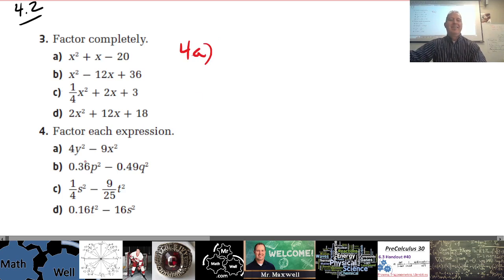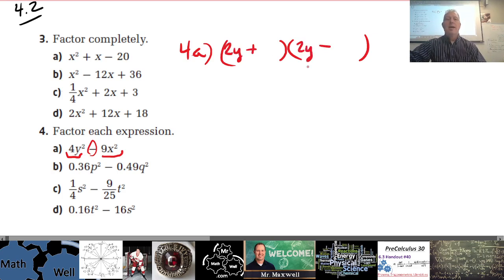4A. Difference of squares. Okay. This is a perfect square. This is a perfect square. This is a difference. Two binomials. One's going to be plus, one's going to be minus. You can do that right away if you want. What's the square root of 4y squared? 2y. What's the square root of 9x squared? 3x. Done deal.